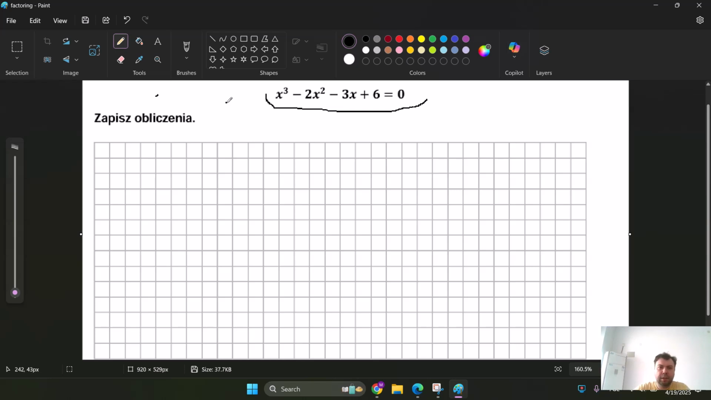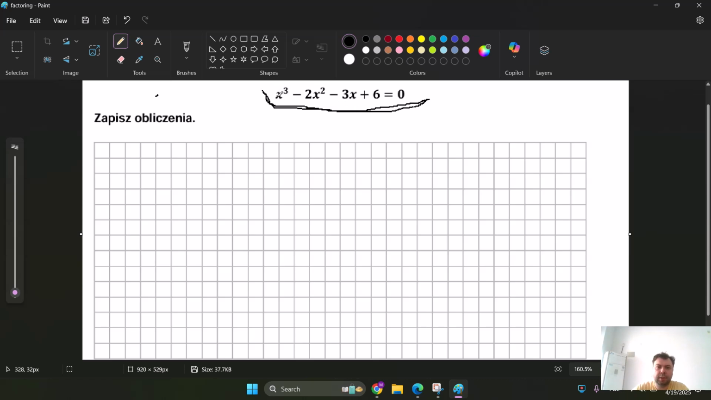Hello everyone, let's solve this cubic equation. We call it cubic because we see x to the power of 3. It is something more challenging than the typical quadratic equations we see in high school. However, some of these can be more difficult, some can be less difficult.